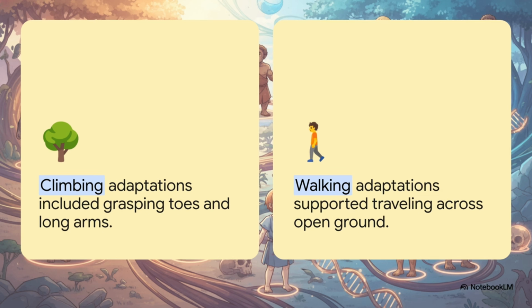Ardipithecus developed hips that completely supported upright movement, and Australopithecus evolved legs built specifically for traveling across wide-open ground. They literally had the best of both worlds. In fact, one famously discovered Australopithecus fossil, known worldwide as Lucy, showed absolutely undeniable evidence of this upright walking.